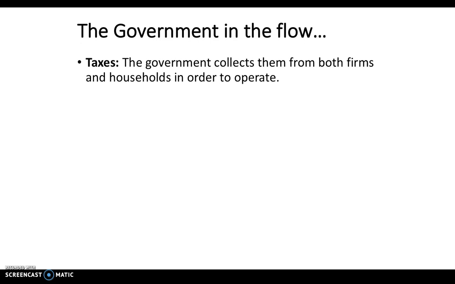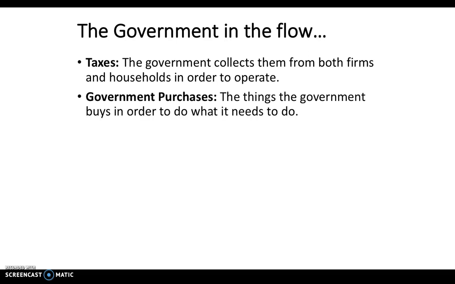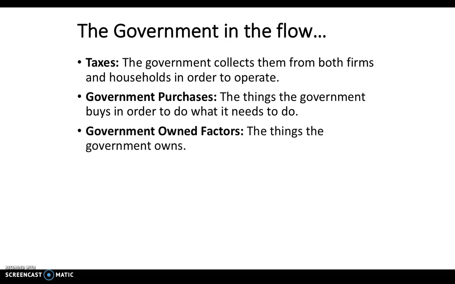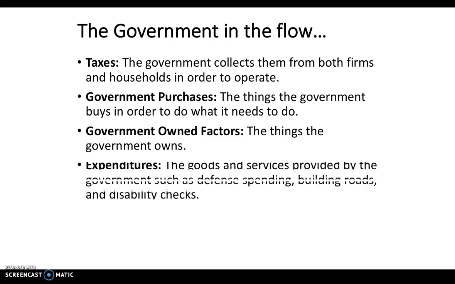The government collects from both firms and households in order to operate. That's the revenue for the government. The government does buy some things. We've kind of established that. The government will also take some of the FOPs. There will be some factors of production that become government owned, some land, some of that kind of stuff. Some people will work for them. And then expenditures are any of the goods and services provided by the government, such as defense spending, building roads, and disability checks. So there you have it in about 8 minutes or so what's going on with this. Re-listen to it, draw that, know it.